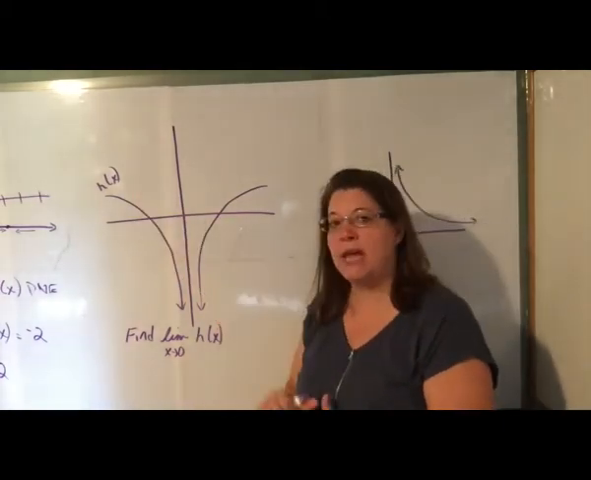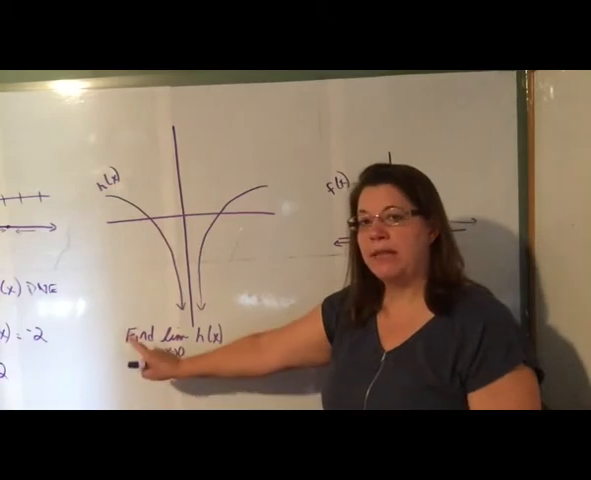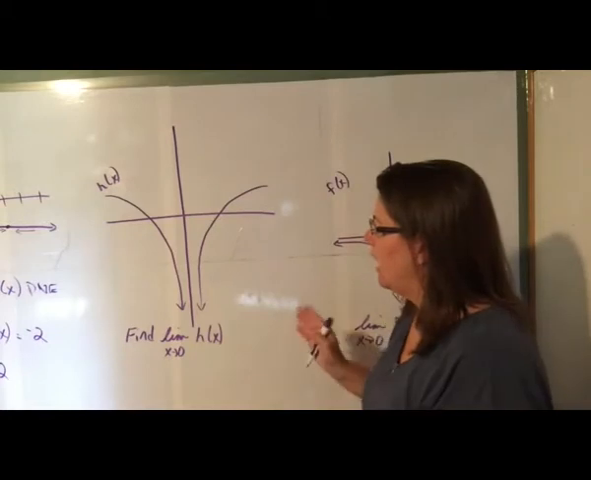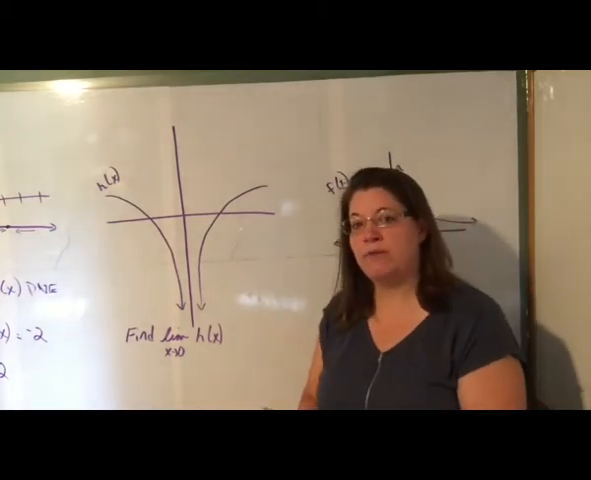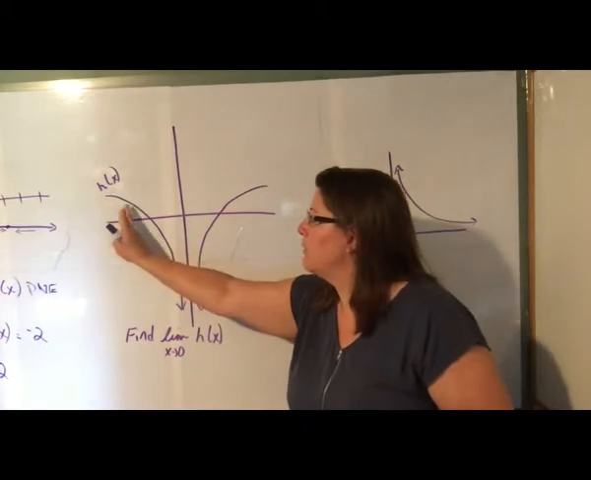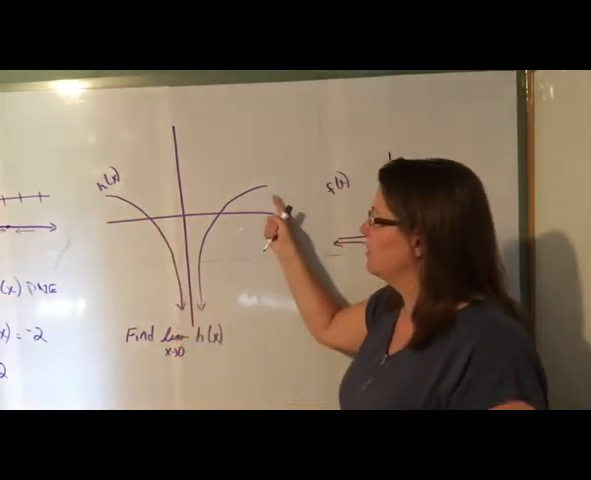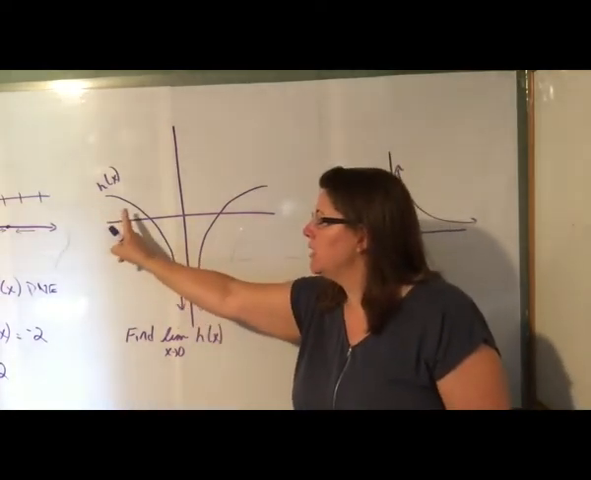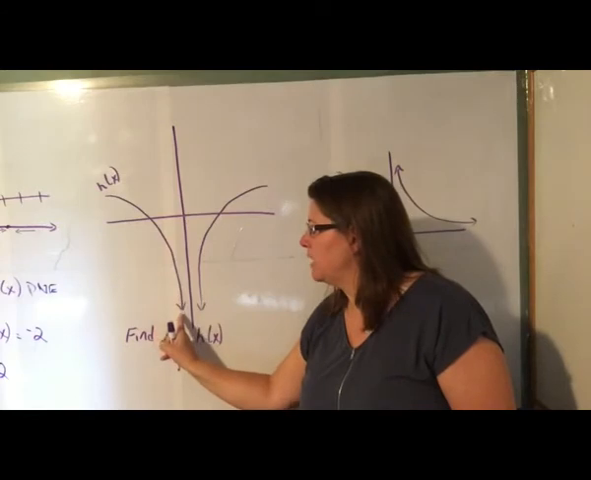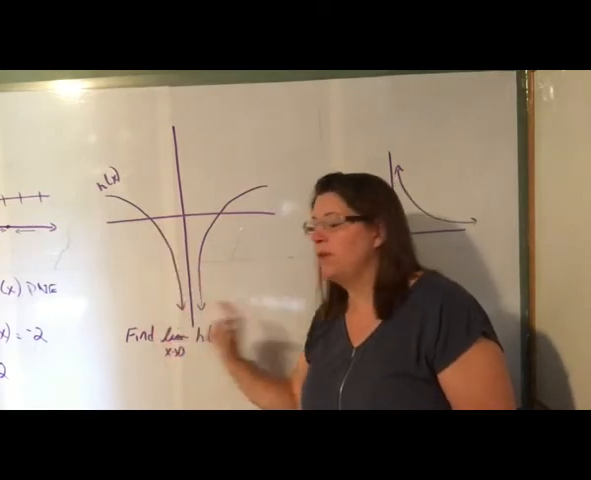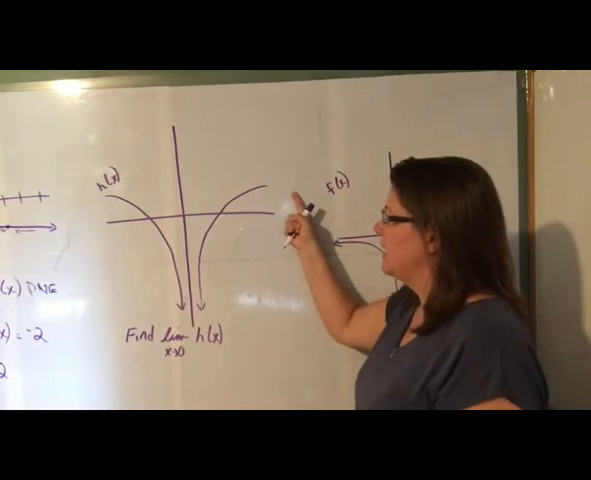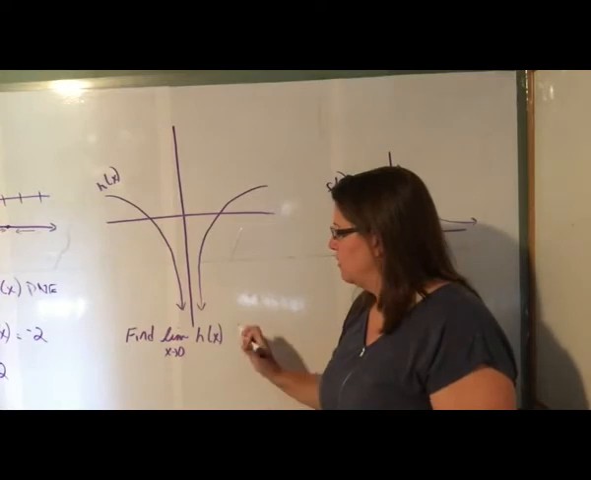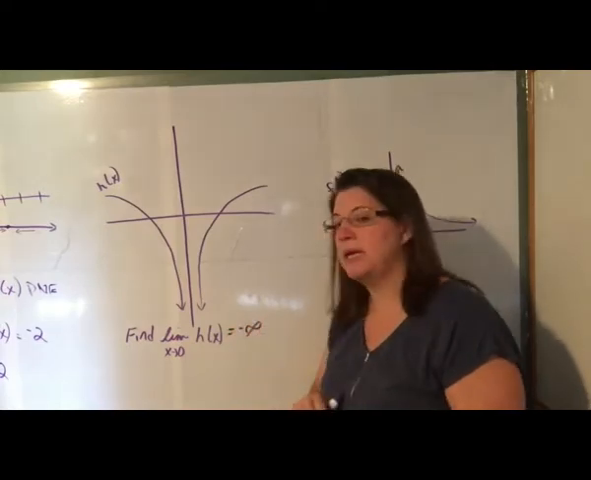So here, this is the function h of x, and I'm asking you to find the limit of h of x as x approaches 0. Well, you have to consider both directions. You have to consider what's happening as we approach 0 from the left, and what's happening as you approach 0 from the right. Looking at it from the left, it looks like it's going to go down infinitely, so it looks like it's approaching negative infinity from the left. From the right, it's doing the same thing. It's approaching negative infinity from the right. So my answer there is going to be negative infinity.